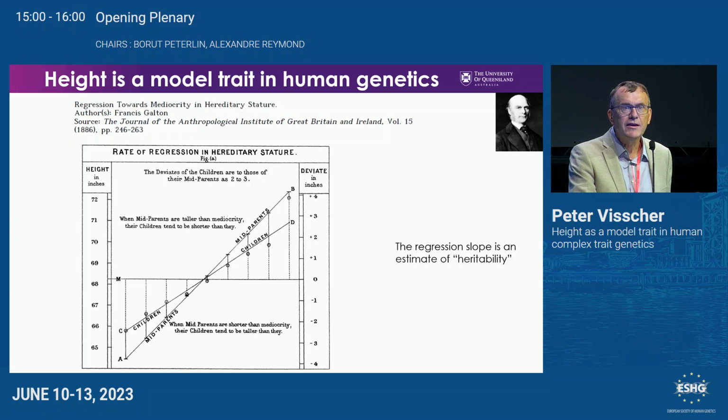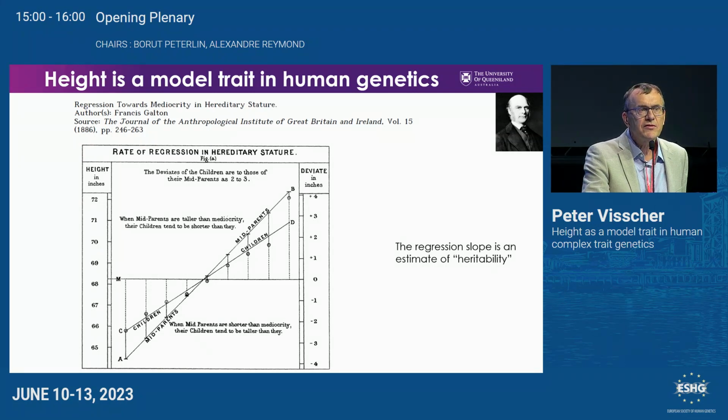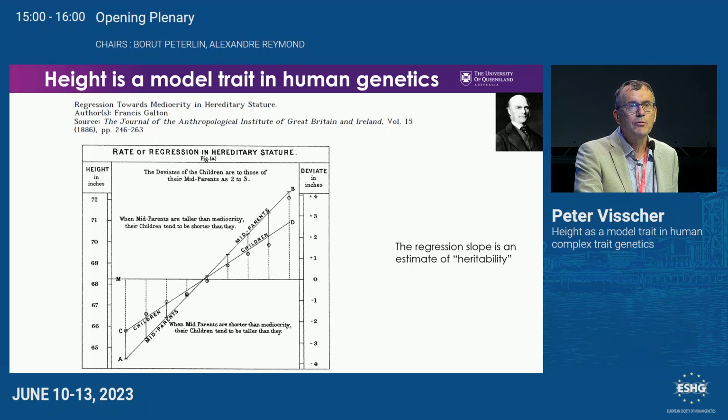So I start in 1886. This is a paper from Francis Galton, where he used the newly developed statistical technique of regression to compare the height of children to the average height of their parents, the mid-parental value. And he noticed this regression towards the mean here, so the points do not fall on the line y equals x, and he noted that the slope of this line was 2/3. And we now know that under some assumptions, this slope is actually an estimate of the heritability, which is the proportion of individual differences or variance due to genetic factors.